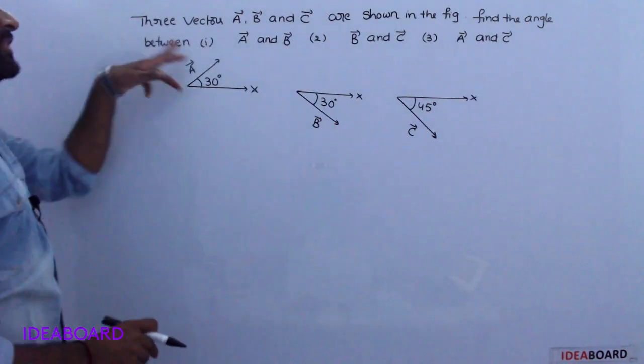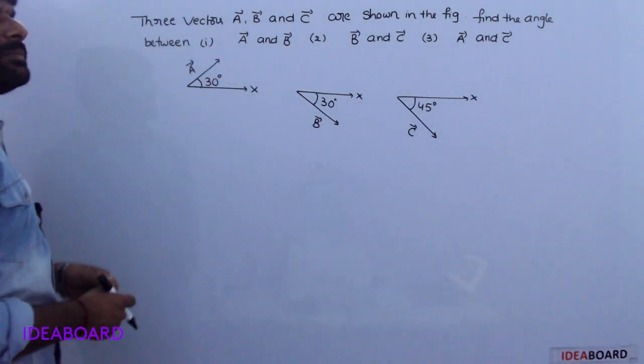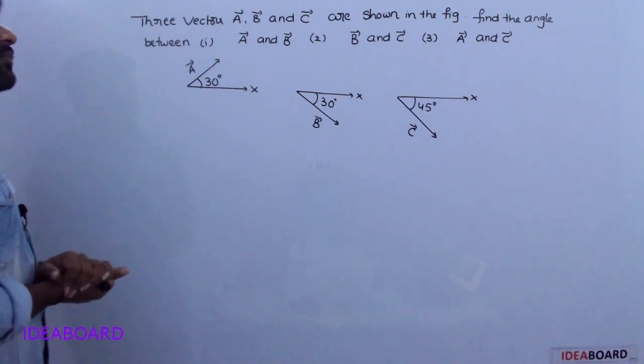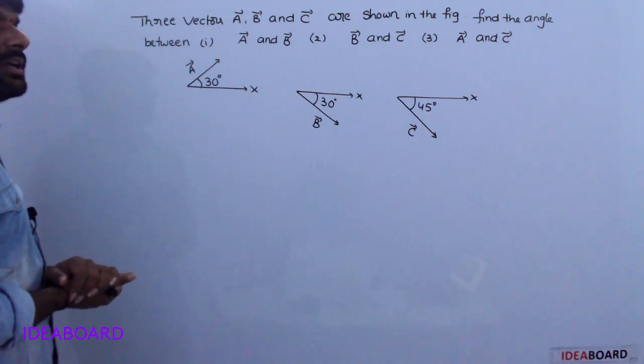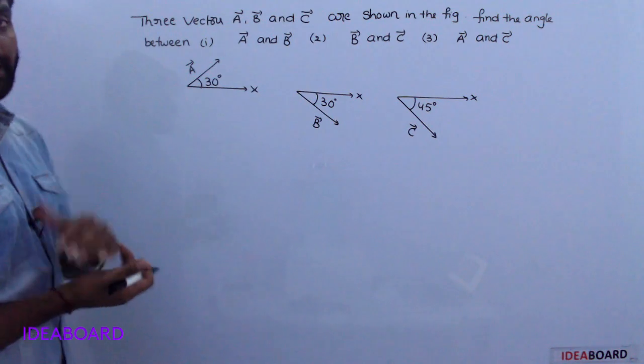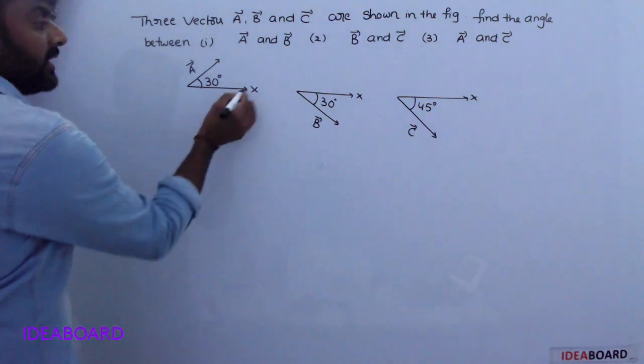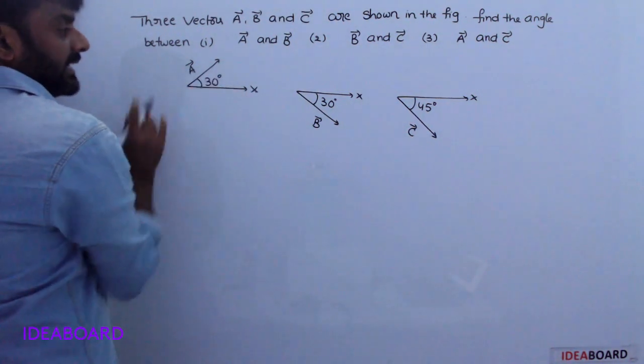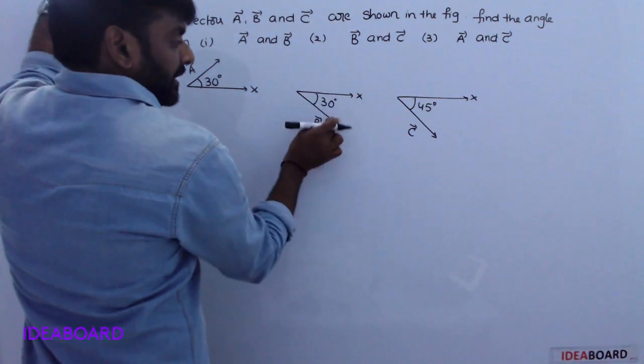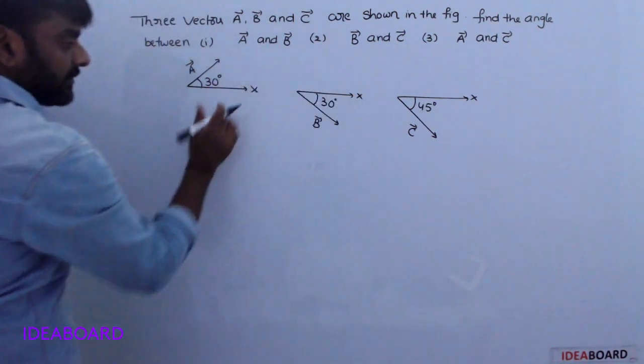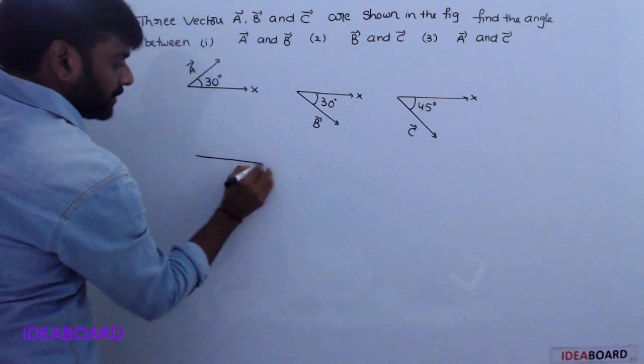See one problem. Three vectors A bar, B bar and C bar are shown in the figure. Find the angle between A bar and B bar, B bar and C bar, and A bar and C bar. With the x-axis, A bar makes 30 degrees. With the x-axis, B bar makes 30 degrees. So first of all, take both.